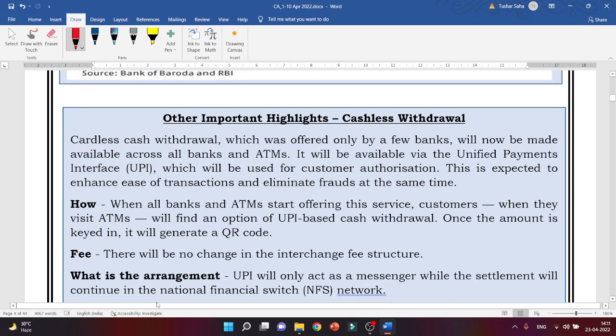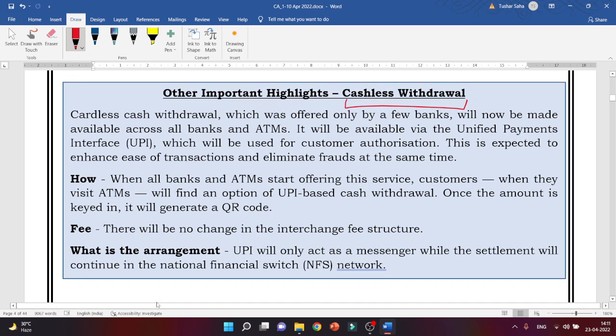Now the next thing is cashless withdrawal. So RBI has come up with a facility of cashless withdrawal, but where it is now available, I think, is with State Bank of India customers and a few other banks. But they are doing that with their app only. Means if you are a holder of a State Bank of India account, then you can do the cashless withdrawal, means without a debit card, using their ATM network.